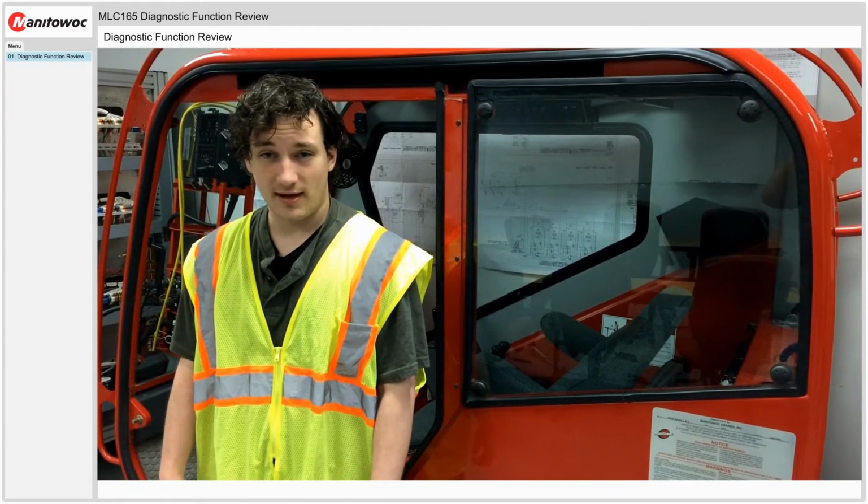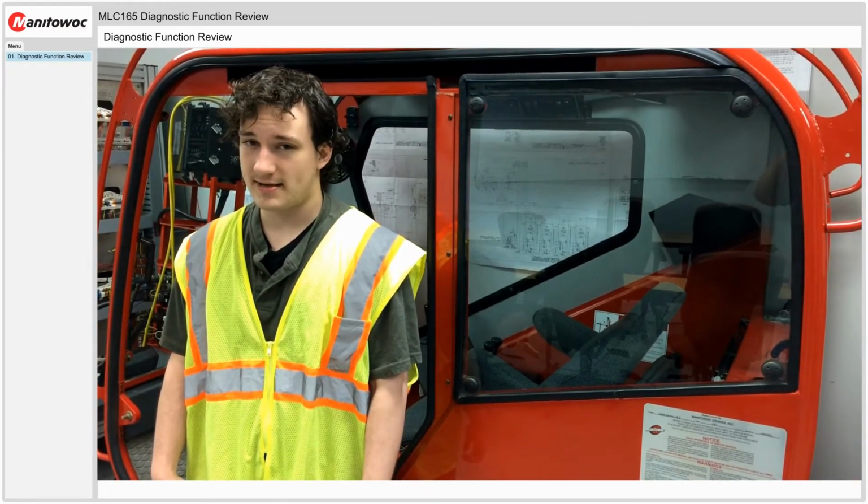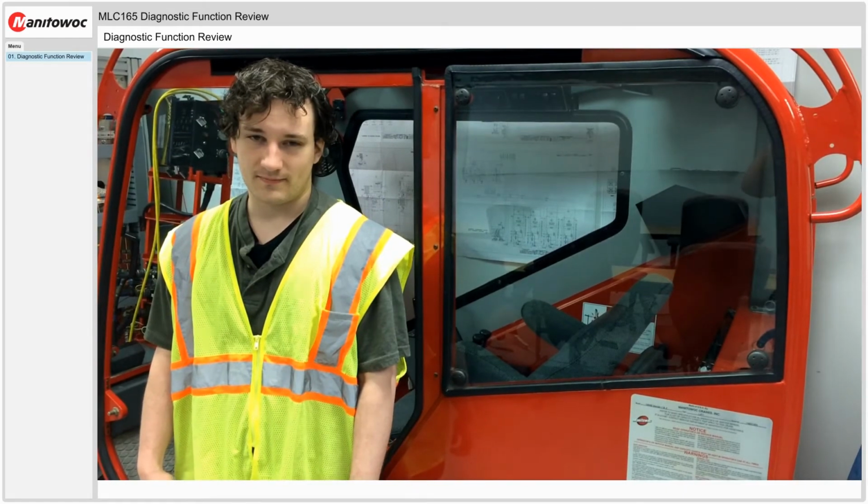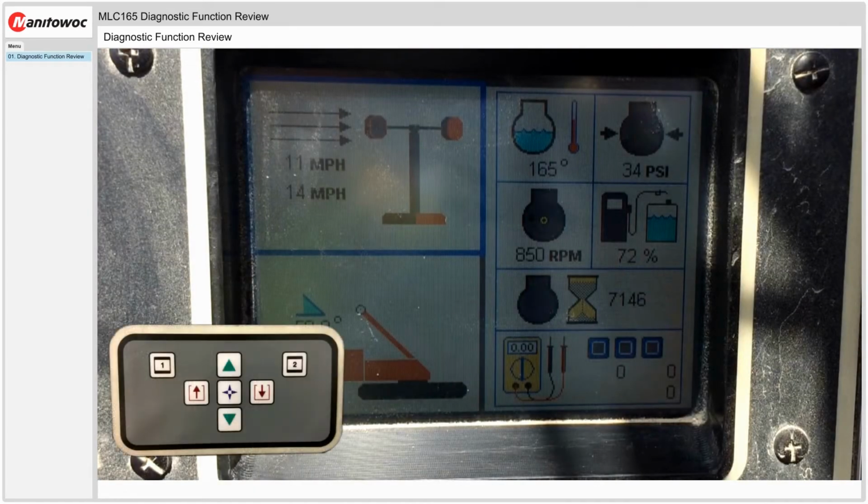Today we're going to take a look at the function mode and onboard diagnostic screens for the MLC165 crane. With our MLC165 turned on, the first screen we see on Display 2 is the Operator's Information Center. To gain control of Display 2, we must press the Display 2 button on our keypad.